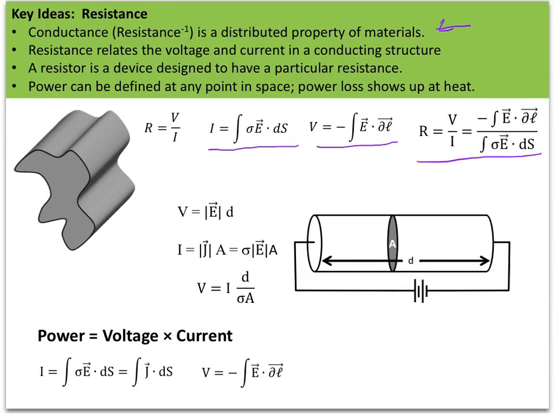We also saw that we could calculate particular values for structures that we want to use as resistors. The most common one is a cylindrical conductor that has some cross-sectional area A and length D, and we can come up with a nice expression for what the resistance of this might be, which is this term right here. But this really is a special case of our more general expression right there.